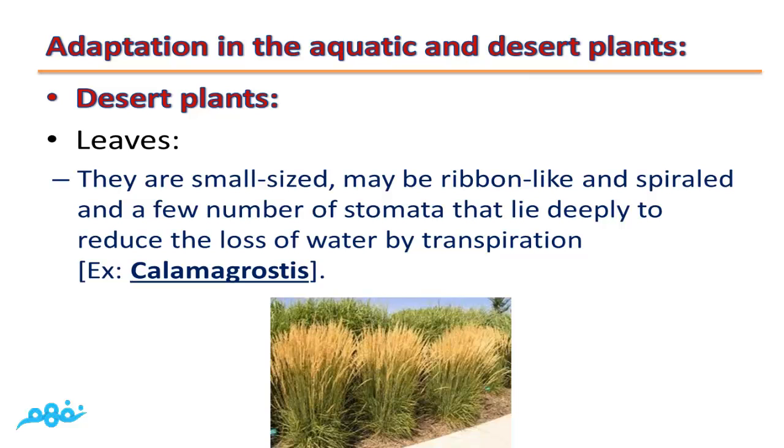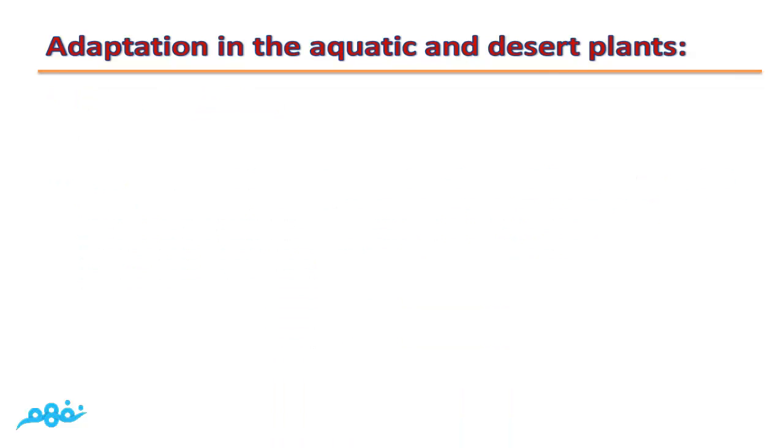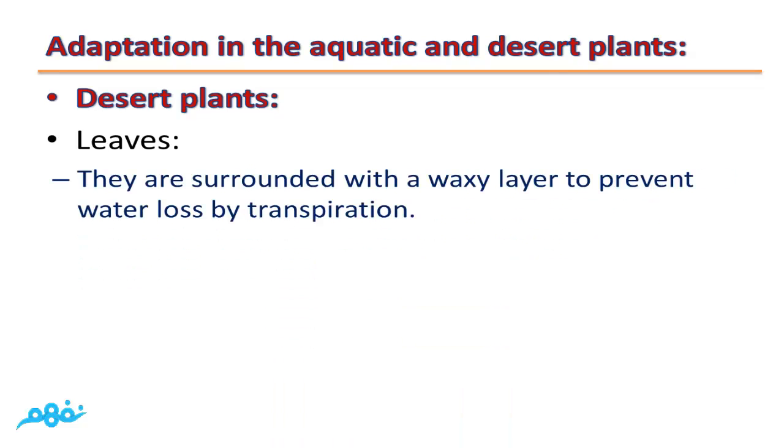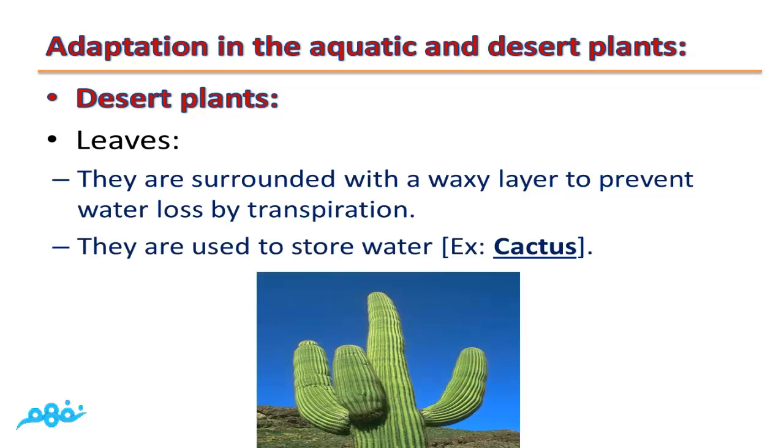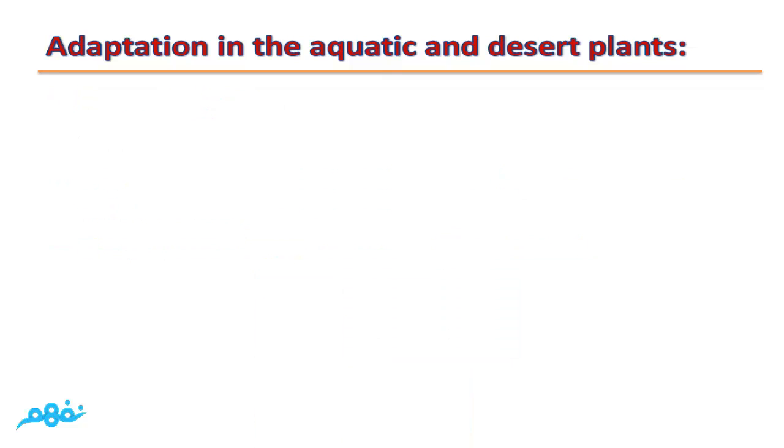Leaves. They are small-sized, may be ribbon-like and spiraled, and have a few number of stomata that lie deeply to reduce the loss of water by transpiration, such as calamagrostis plant. They are surrounded with a waxy layer to prevent water loss by transpiration. They are used to store water, such as in cactus.